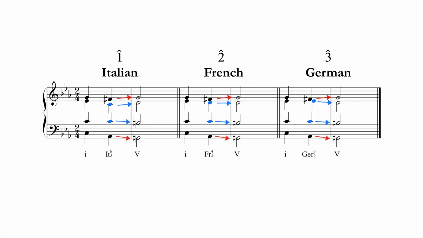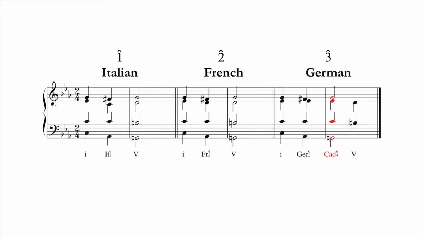Moving directly to 5 from the German 6th creates parallel fifths. To avoid this voice-leading issue, composers typically insert an intervening cadential 6/4.